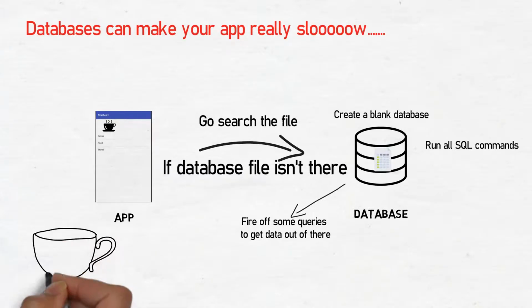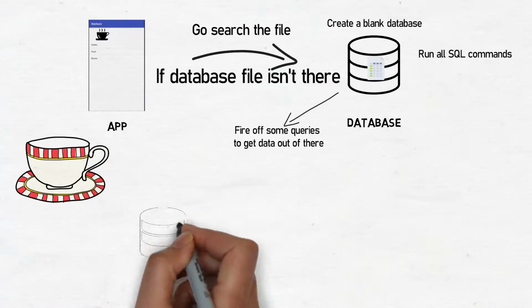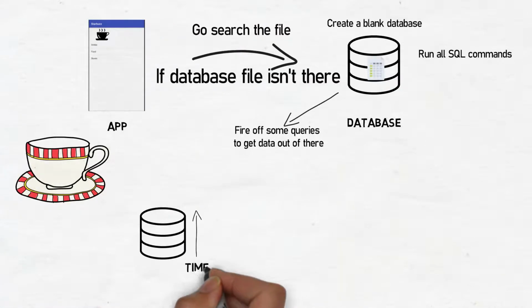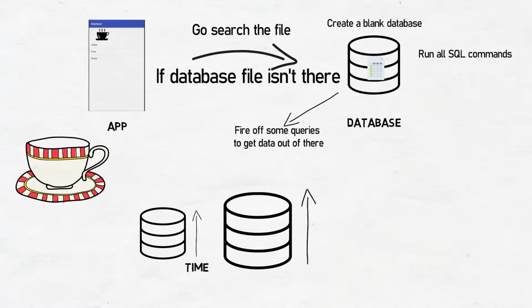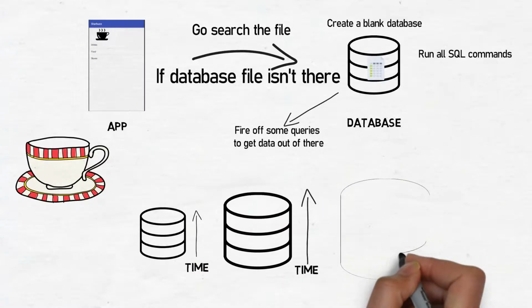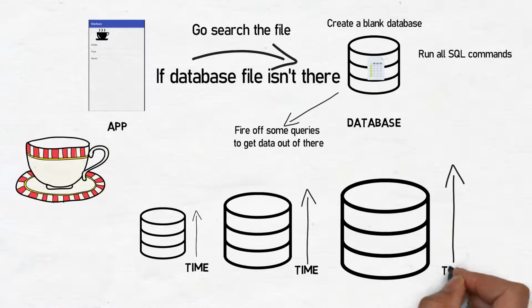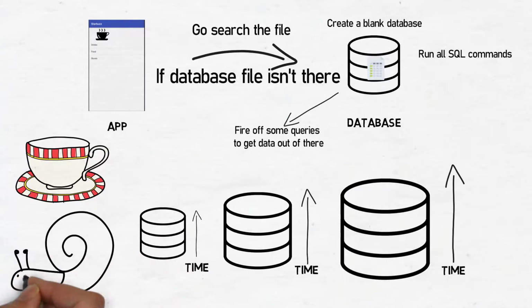That takes time. For a tiny database like the one used in the Coffee app, it's not a lot of time. But as the database gets bigger and bigger, that time will increase and increase. Before you know it, your app will be slower. There is not a lot you can do about the speed of creating and reading from a database, but there is a lot you can do to prevent it slowing up your interface.